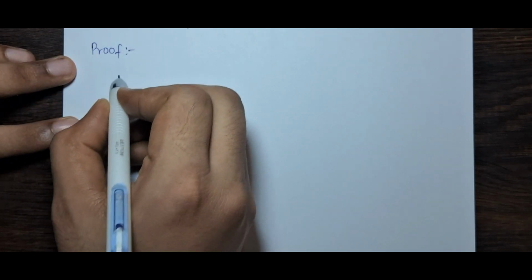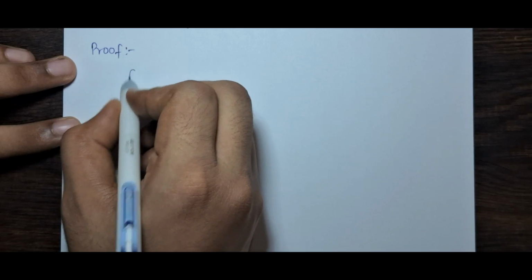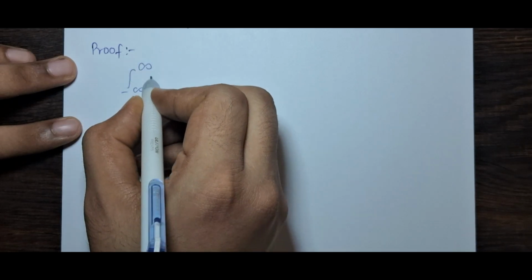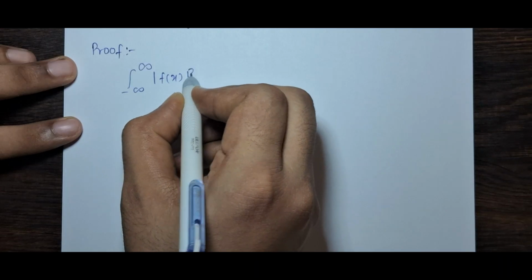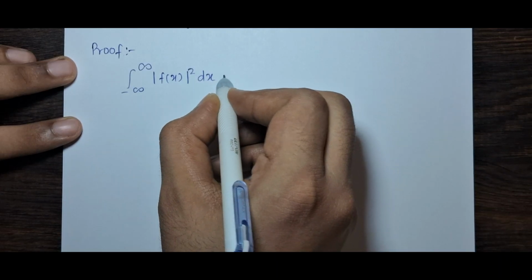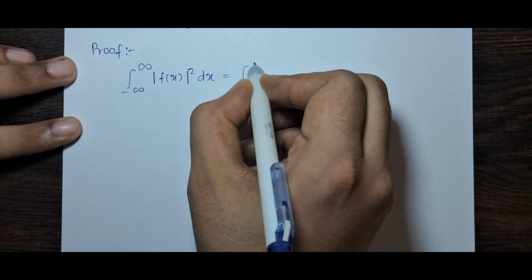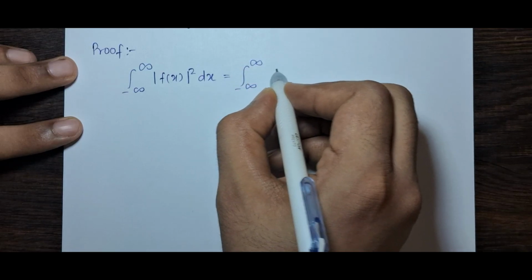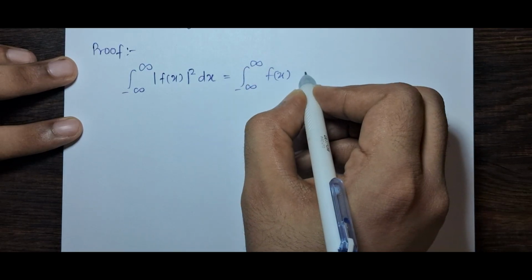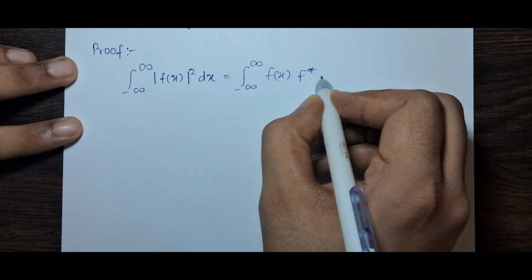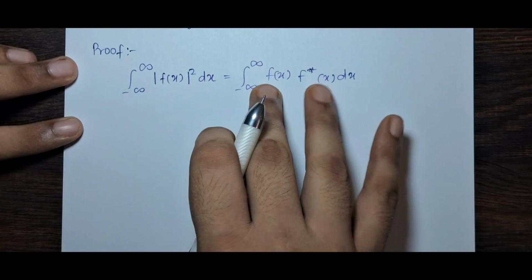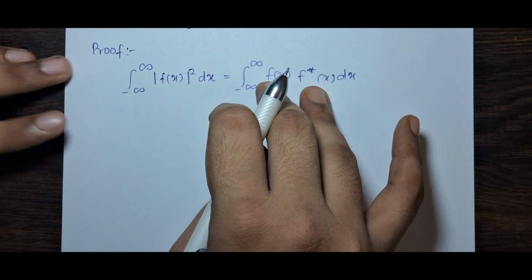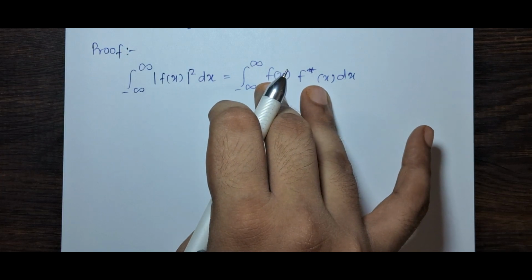Proof: the integral from minus infinity to infinity of f of x squared dx is equal to the integral from minus infinity to infinity of f of x and f star of x dx. See, so this becomes this, and you are aware of this notation very well.